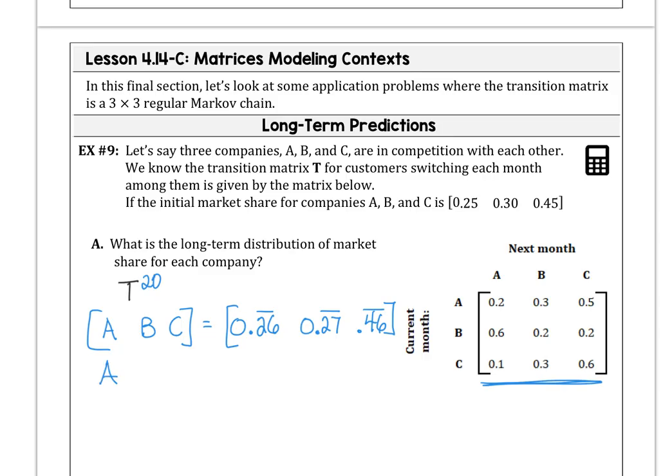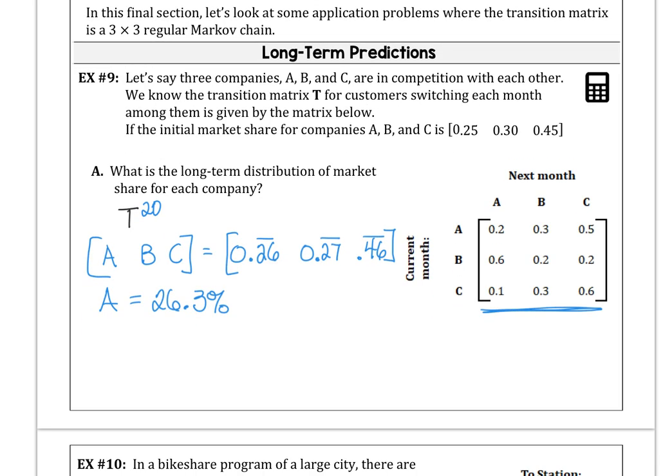So the company A is going to have about 26.3% long-term distribution. Company B will have 2727, so 27.3%. And then company C will have 46.4. We're going to round up that tenth to make this 100% when we add all three companies.